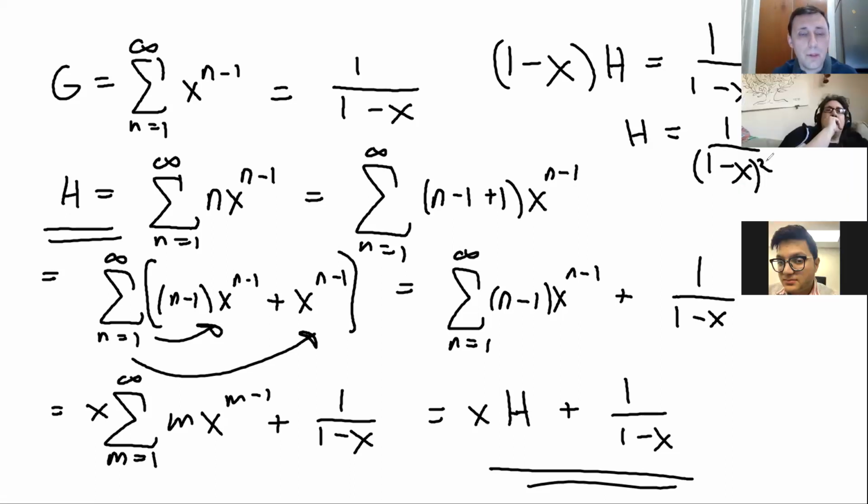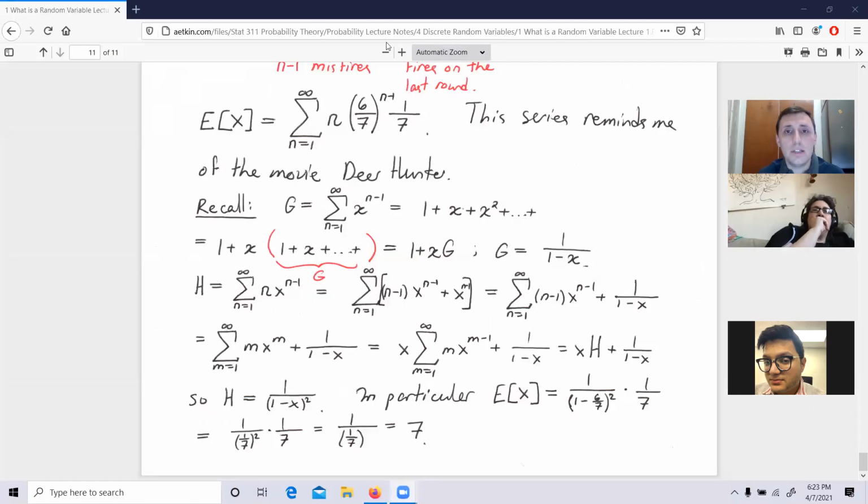Here is the answer then, guys, right? So what's the situation? We now know that this series, look at it, its x here is 6 over 7. So what I have here is 1 over 1 minus 6 over 7 squared, multiplied by 1 over 7, is the expected value.